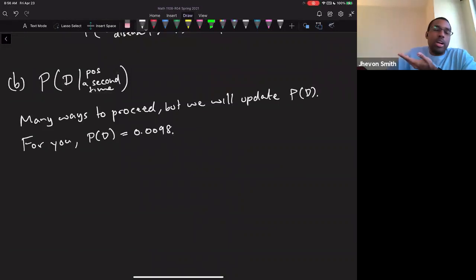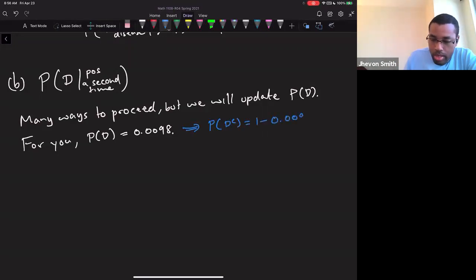So you're no longer some random dude off the street where the probability of you having the disease is 1 in 10,000. You are someone who has test results. You have updated chances. So you have a different chance of having the disease. Now, this means the probability that you don't have the disease is, of course, going to be 1 minus 0.0098, which is 0.9902.